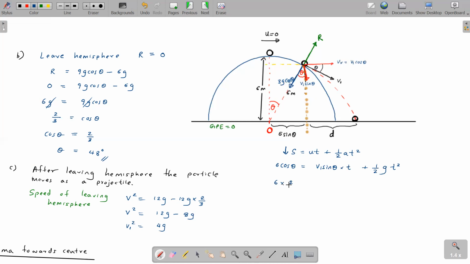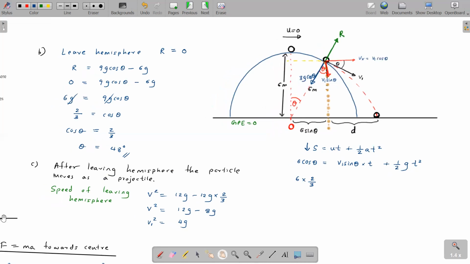6 times cos theta is 2/3. Guys, we need to get the sin theta value and the V1 value, do we? Okay, wait, give me a moment. I think we'll have to deal with decimals here. Anyway, V1 squared is 4g, which means V1 is root 4g. Sin theta can be found since cos theta is 2/3. You can apply trigonometry, and remember theta is an acute angle, so cos theta and sin theta should be positive.